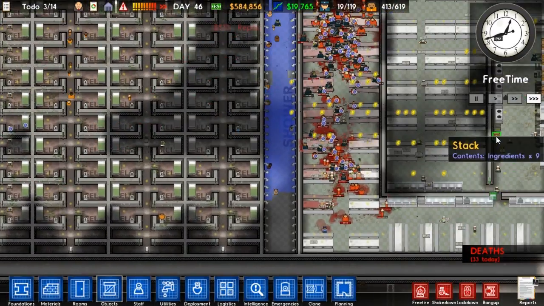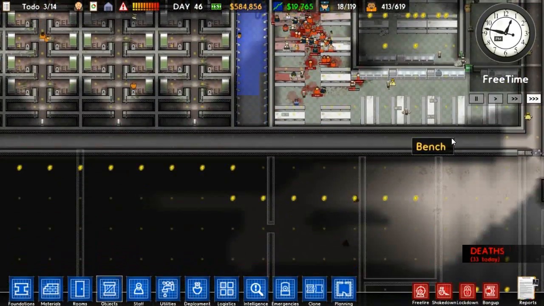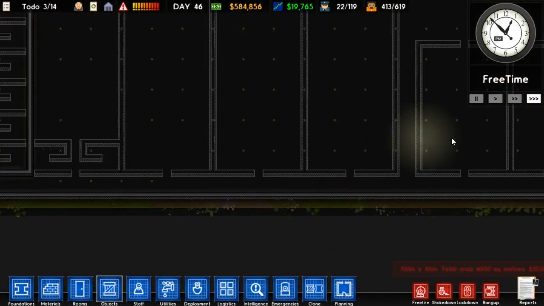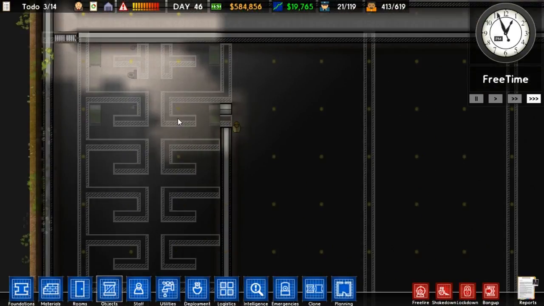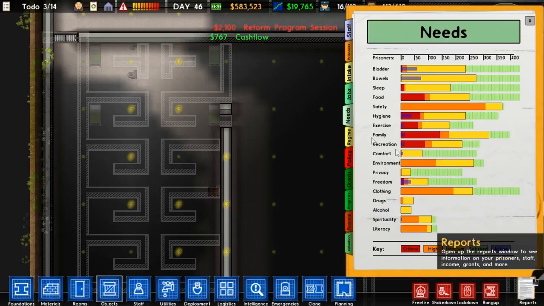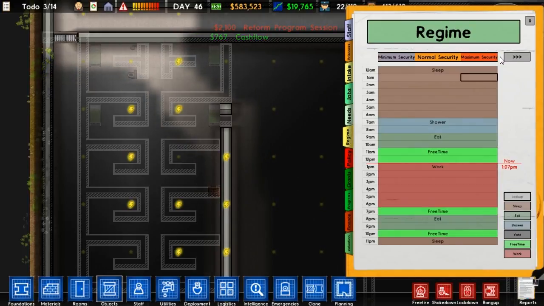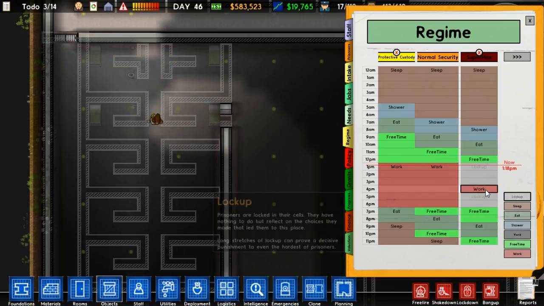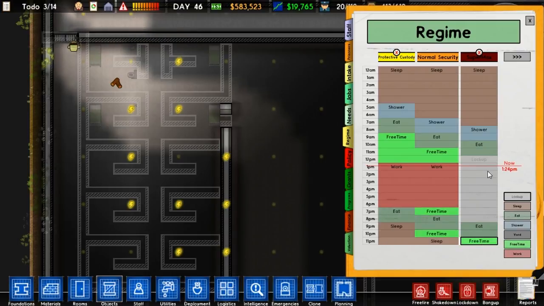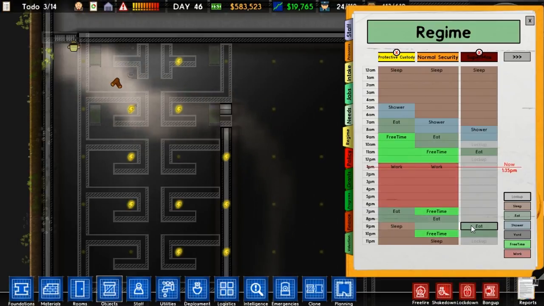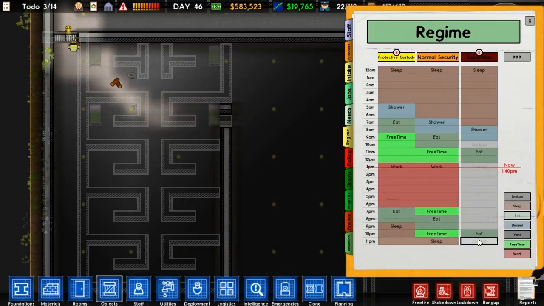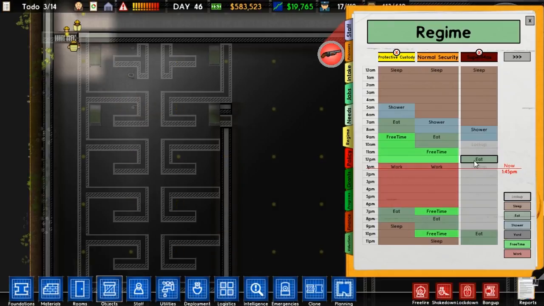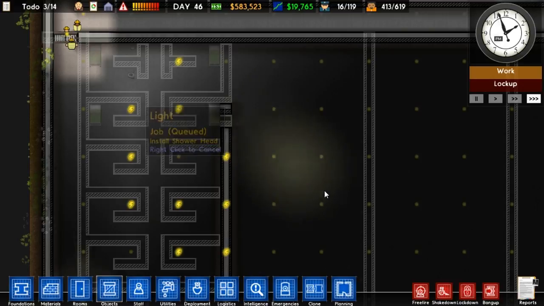I mean, it's possible we don't get any deaths tomorrow, but I doubt it, the way things are going. These guys are troublemakers. We'd have to plan more ahead for them and leave them in their own regimes. In fact, where are they? Regime. These guys, Supermax, will take off work, take off free time. They have shower, and they eat with no one else. In fact, if I just have them on permanent lockup, they should be brought food in their cells. Should be. We shall see.